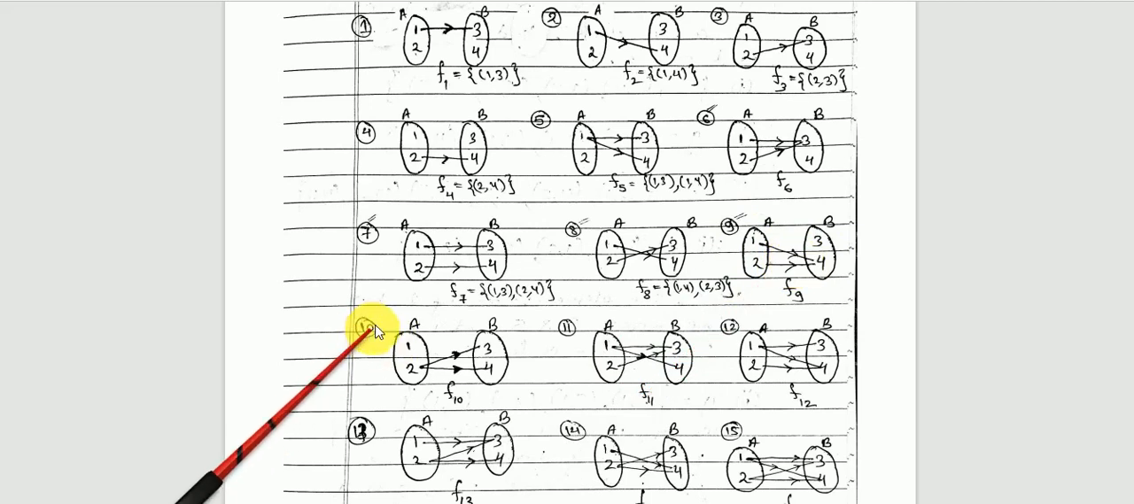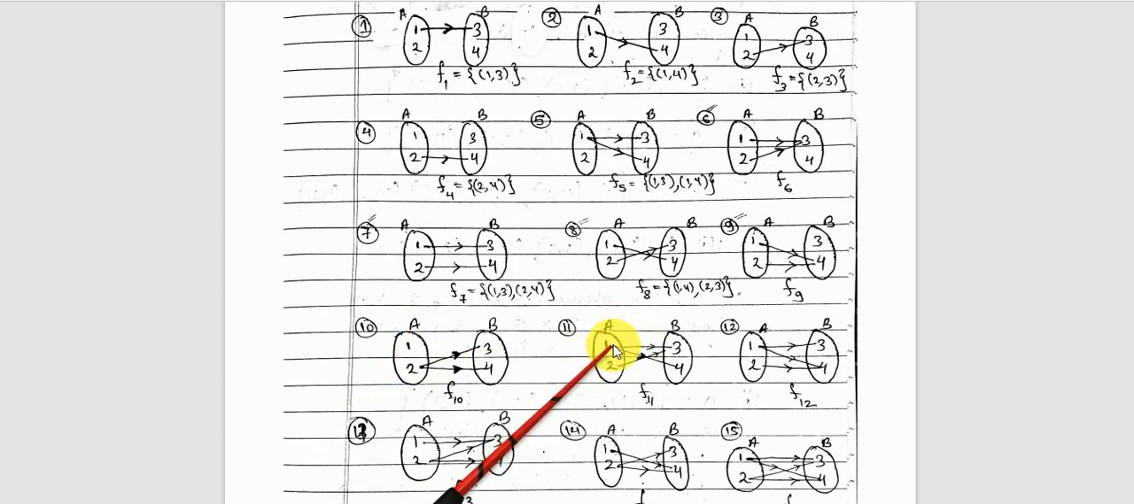Next, see 10. Here you can see that 1 is left out, without any association. And the next thing is this 2 does not have a unique image, because 2 has got more than one image. 2 is related to 3 as well as 4. So again this violates the rule, because a function says that each and every element of set A should have an association, and that association should be unique.